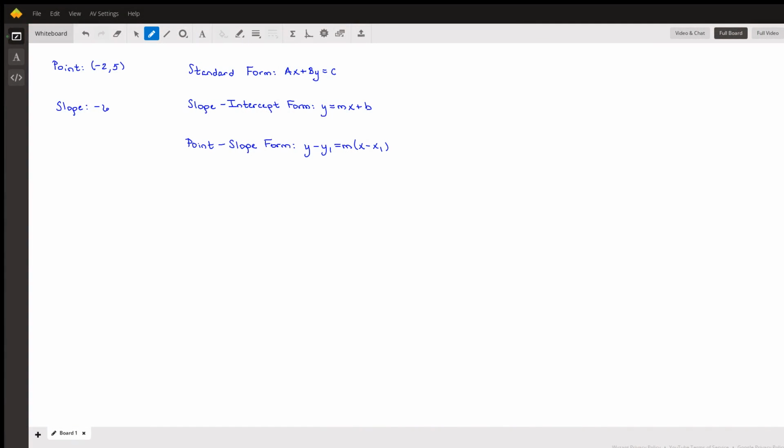Hello. So I was just going to help with this one question. Looks like we were given a point and slope, and we were told to find the equation of the line in slope-intercept form. So the main thing to understand is that there are three forms of a line.